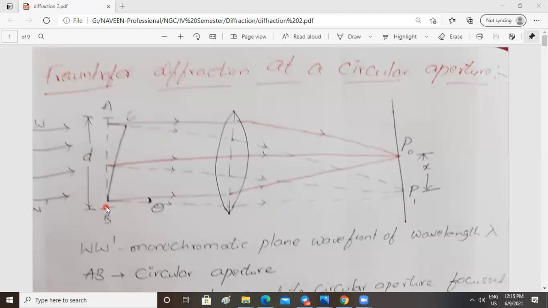To calculate that path difference, we draw a perpendicular to this wavelet coming from A. It cuts this line at point C. So the path difference between the wavelets coming from A and B is AC. These two dotted lines, AB and BC, are perpendicular to these two lines. AB is perpendicular to this normal line and BC is perpendicular to this line.